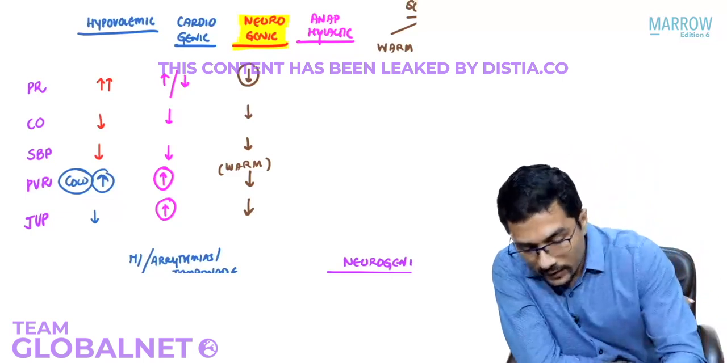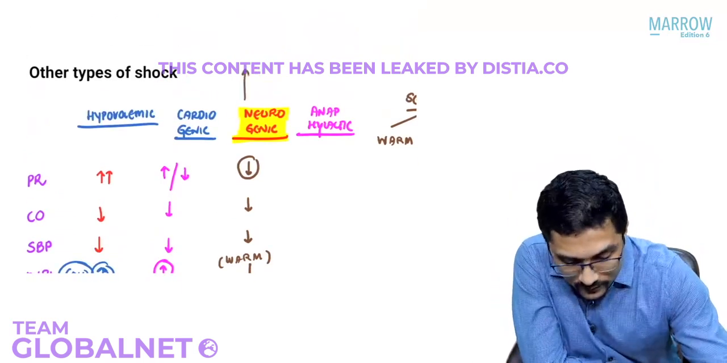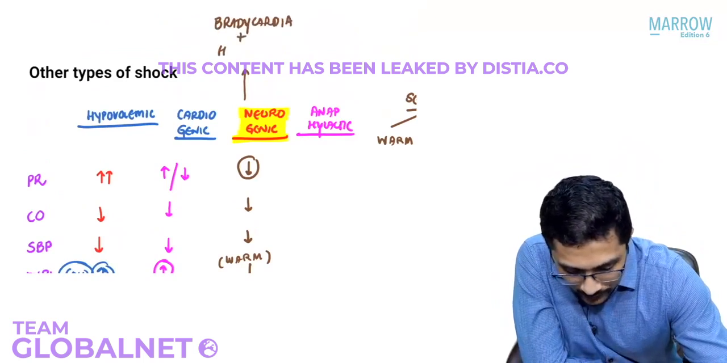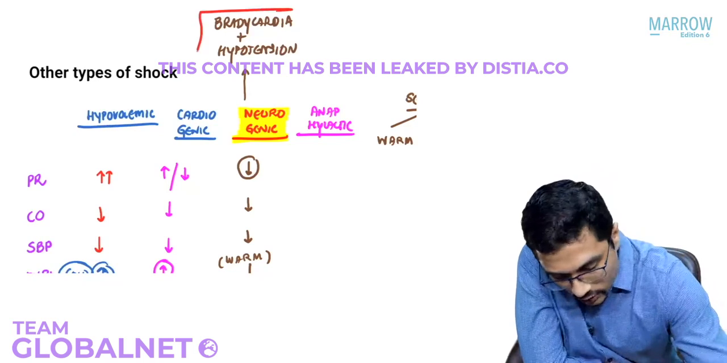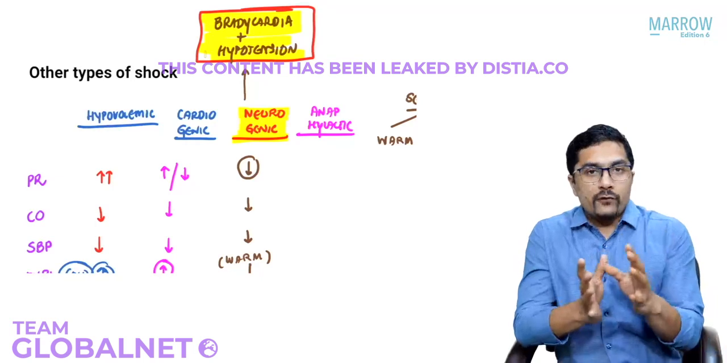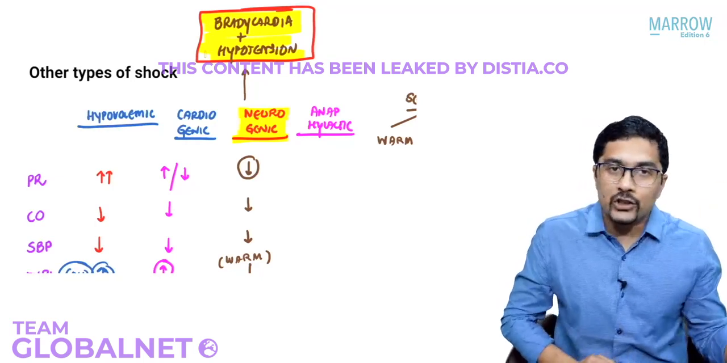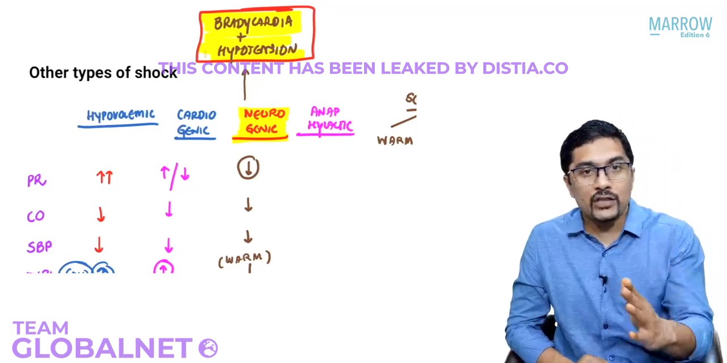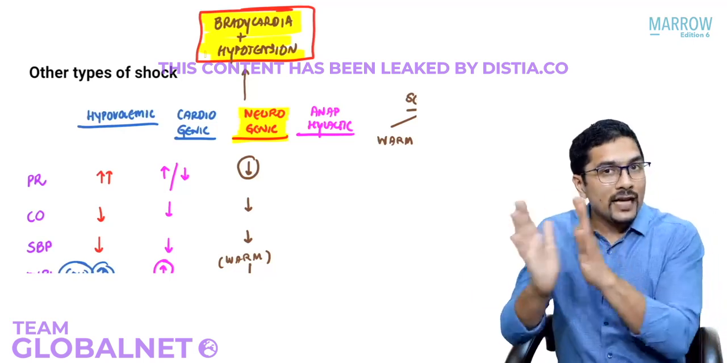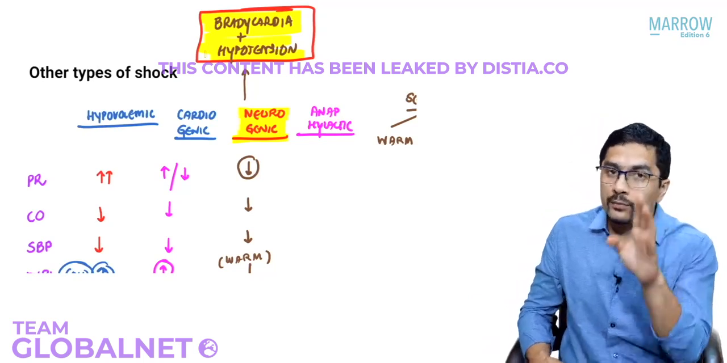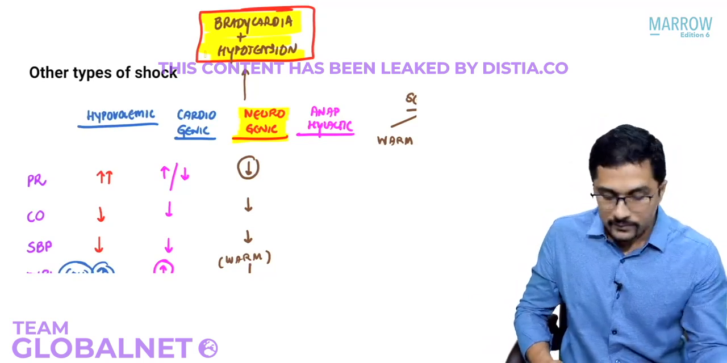And the question which has been asked umpteen number of times is, bradycardia and hypotension are seen in which shock? They are seen in neurogenic shock. Please don't confuse this with bradycardia and hypertension, which is seen in head injury. Bradycardia, hypertension in head injury is Cushing reflex. I've covered that in the head injury module, right? Don't confuse that with neurogenic shock. Neurogenic shock is brady and hypotension. Okay.